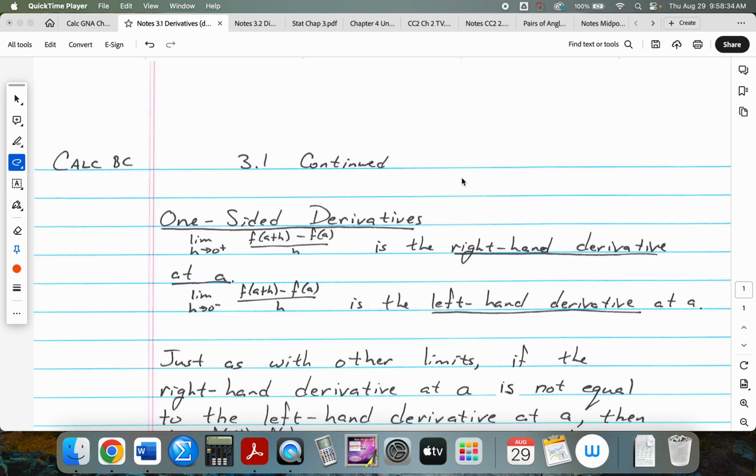of a all over h is the right-hand derivative, I should say, of f at a. And then we can also do the left-hand derivative of f at a. Now, if the right-hand limit and the left-hand limit do not agree with one another, then the limit doesn't exist.